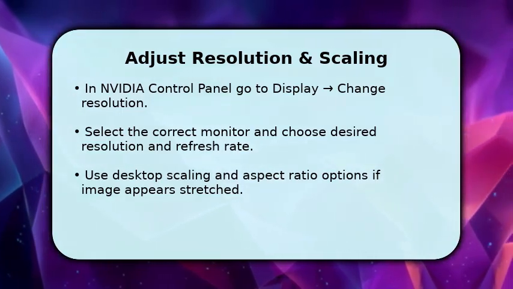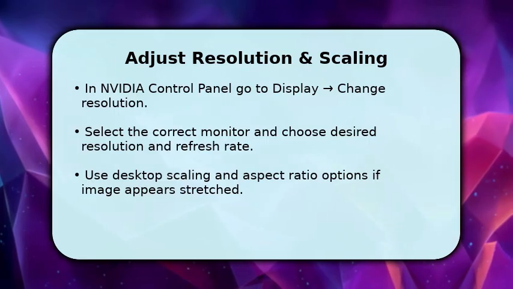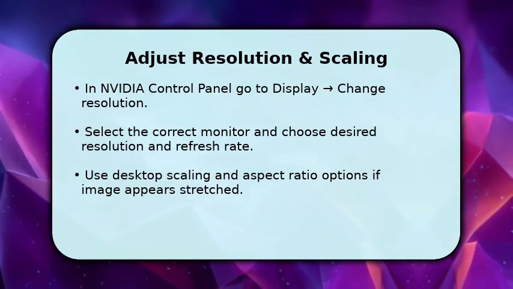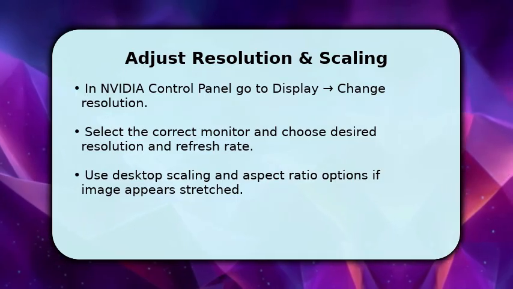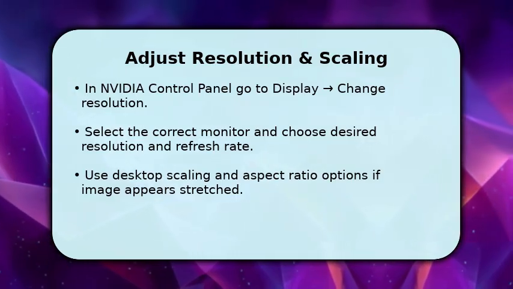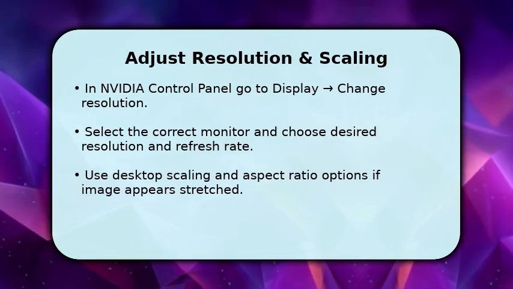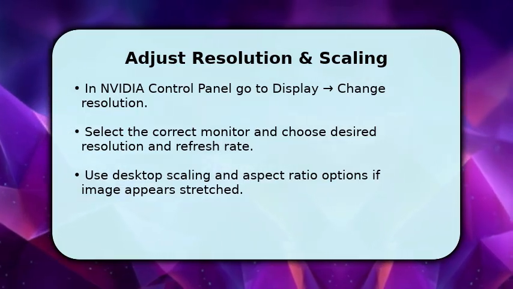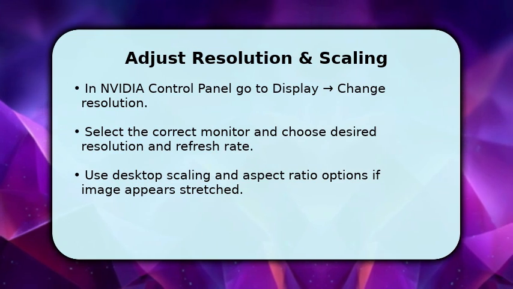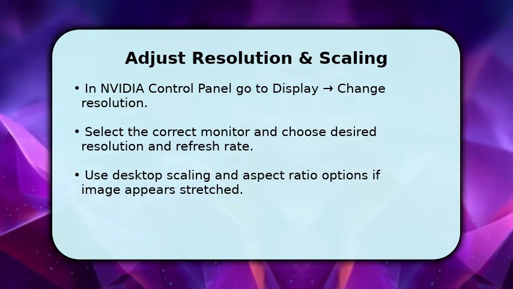If values are missing, go to Customize, right arrow, create custom resolution, and enter width, height, refresh rate, and timing carefully. Make sure to apply changes and watch the screen. If the image looks stretched, adjust scaling and aspect ratio options to preserve sharpness and proportions.